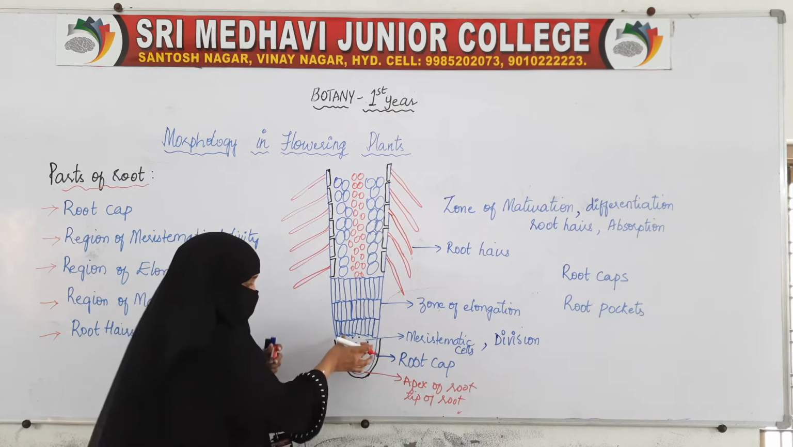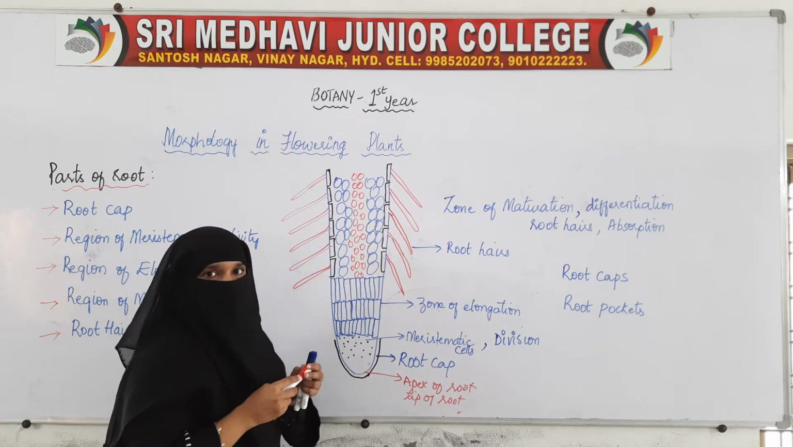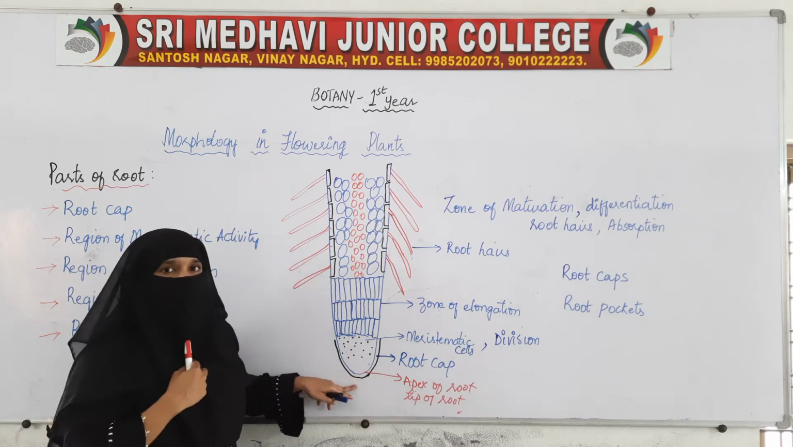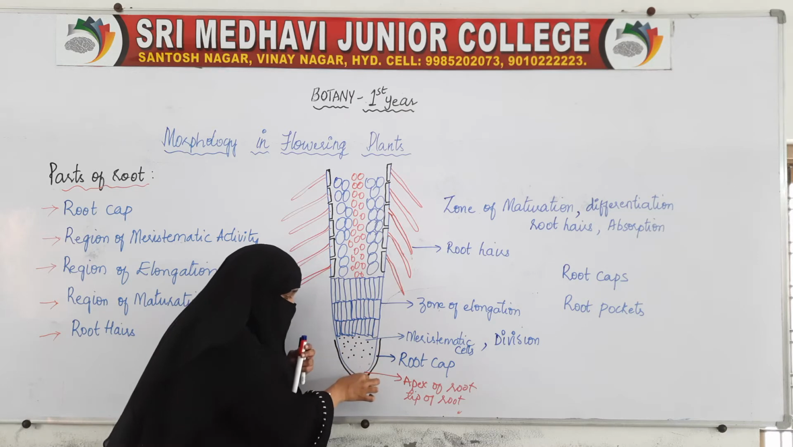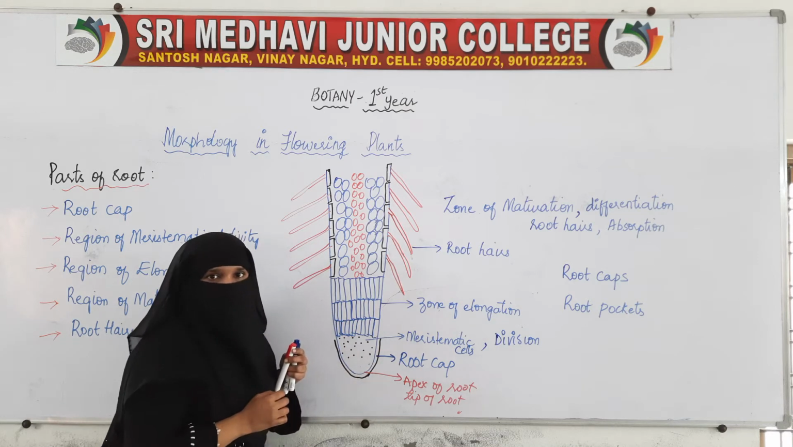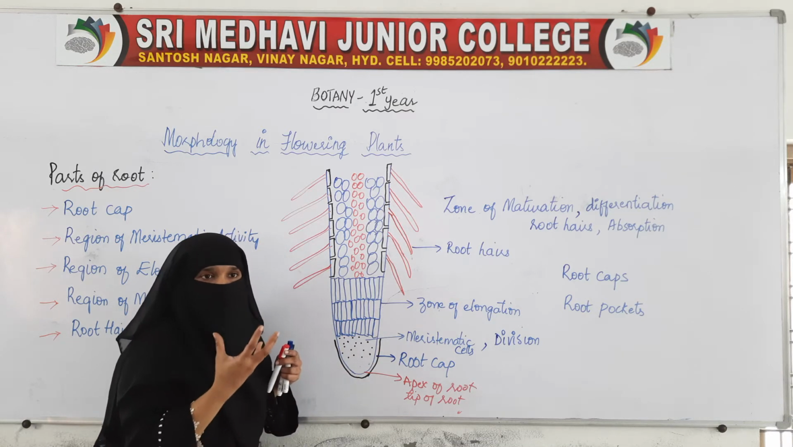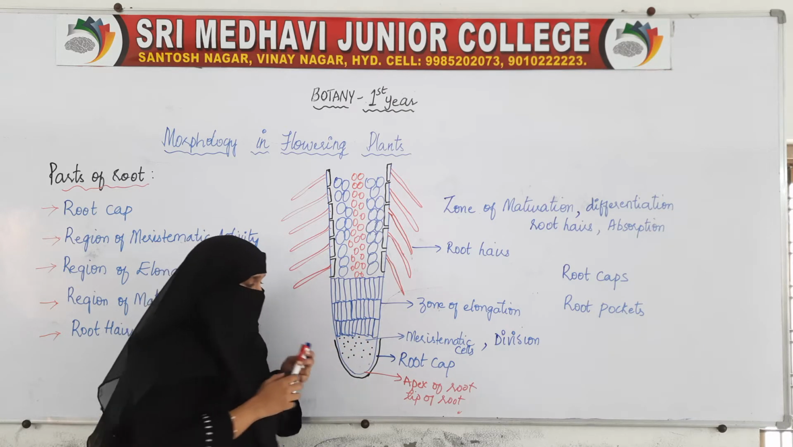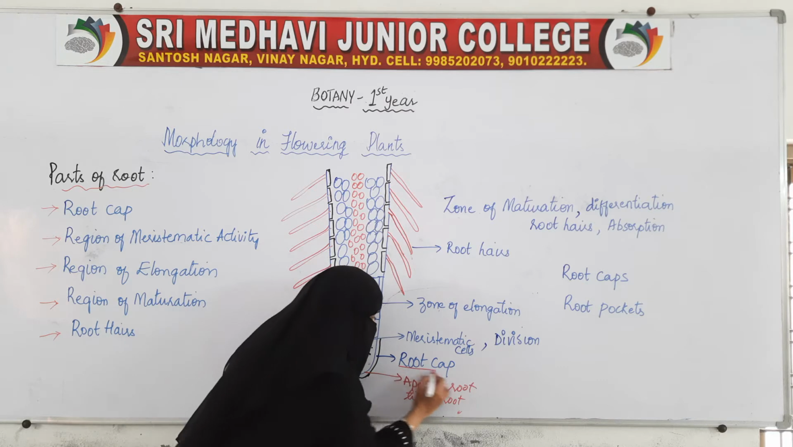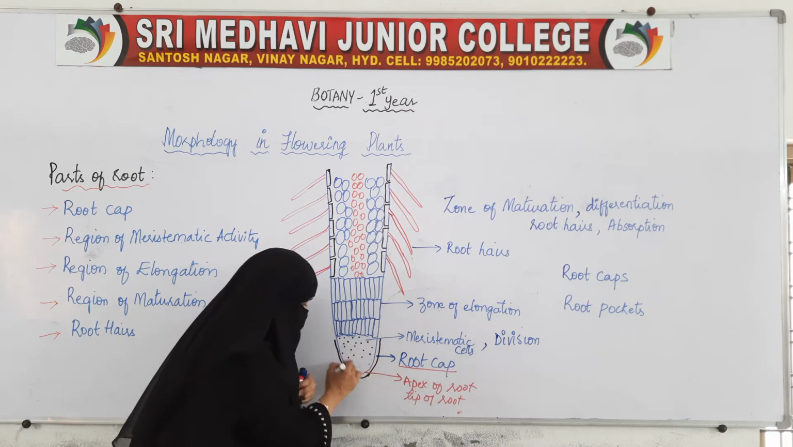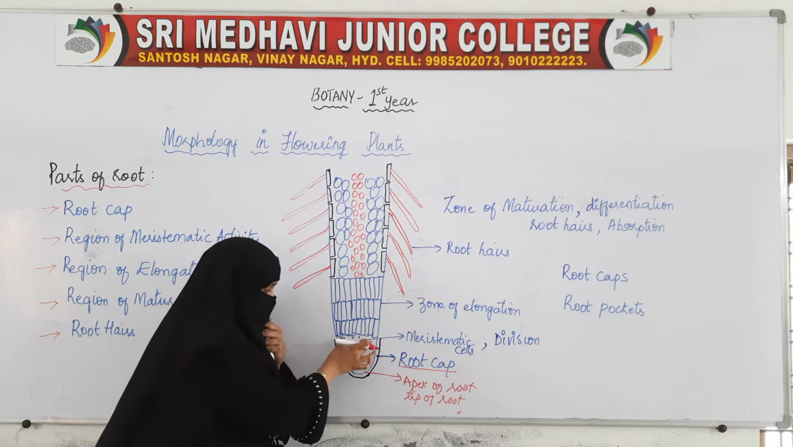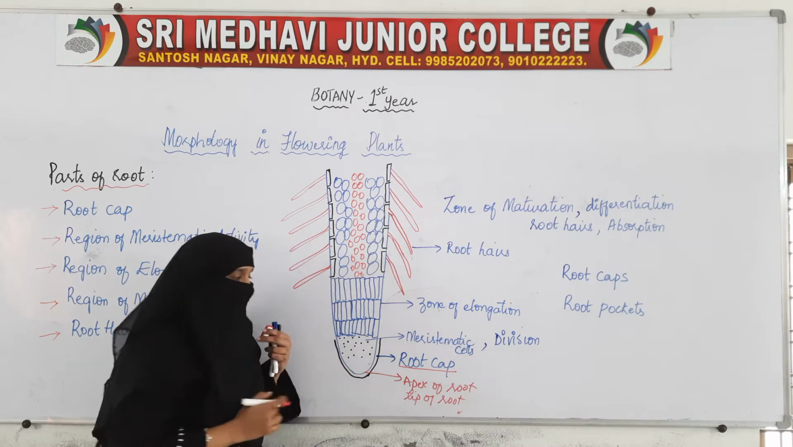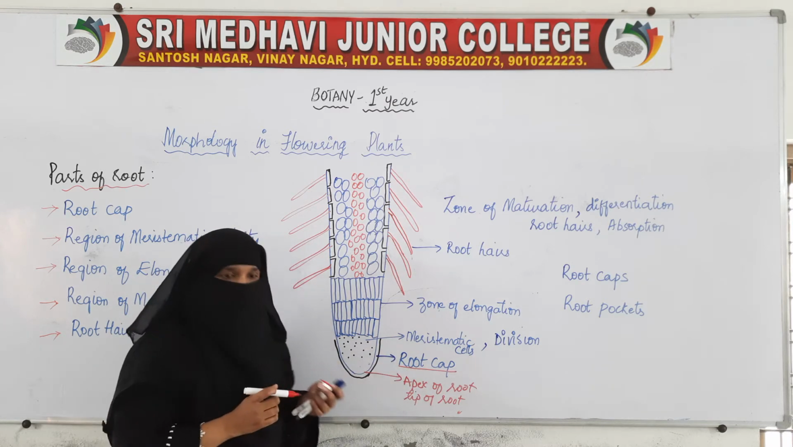So here at this apical region of the root, or the tip of the root, is covered with a cap-like structure. Some cover is there on the tip of the root. That structure is called the root cap. Basically this black structure which is covering the tip of the root is called the root cap.